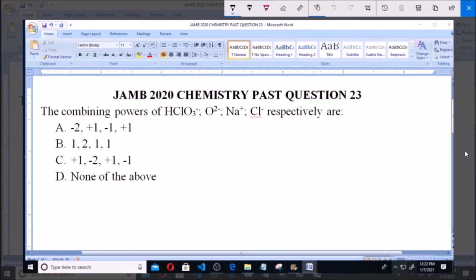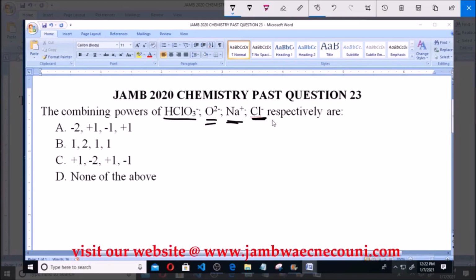I'll be answering JAMB 2020 Chemistry Past Question 23. The combining powers of HClO3, O2-, Na+ and Cl-, that is the trioxochlorate ion, the oxygen ion, sodium ion, and the chloride ion, respectively are. So we have to find the combining powers of these radicals or elements given.